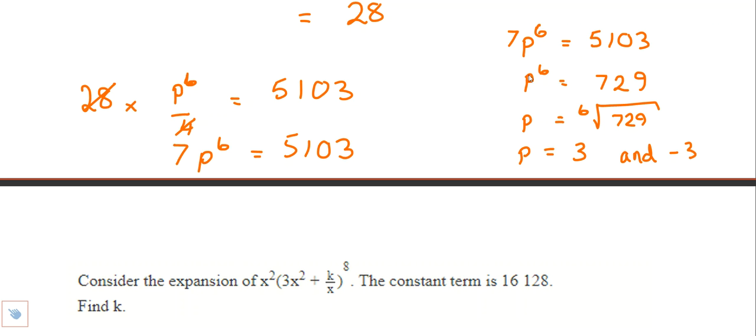If this was an odd power, if it was p to the power of 5 equals something, then there is only one answer, isn't there? Right? It's because I've got an even power that I've got a second negative answer. Okay.